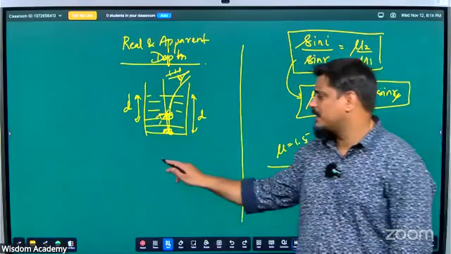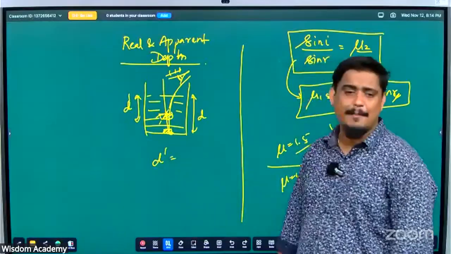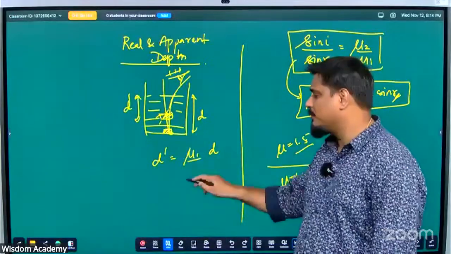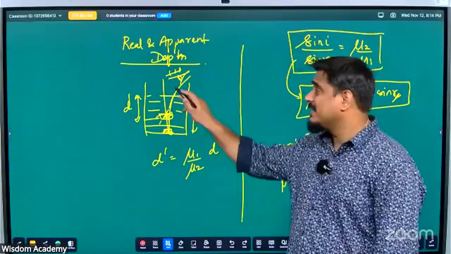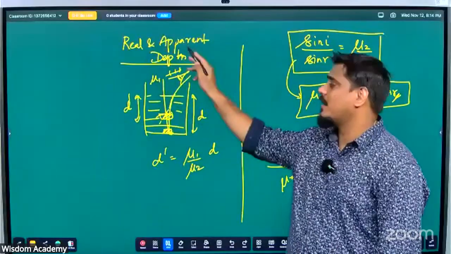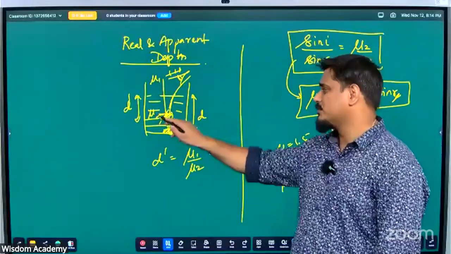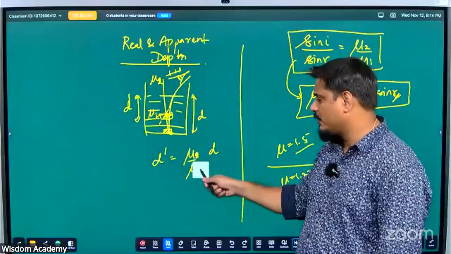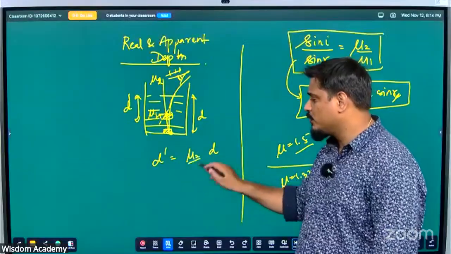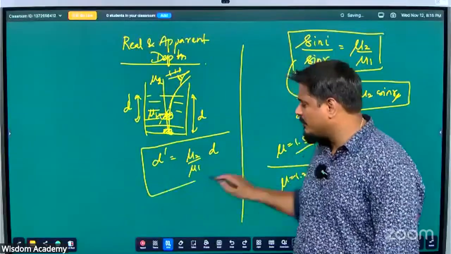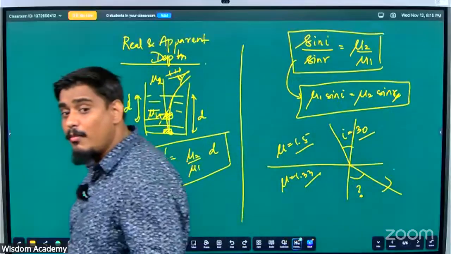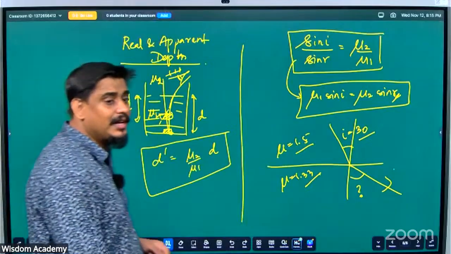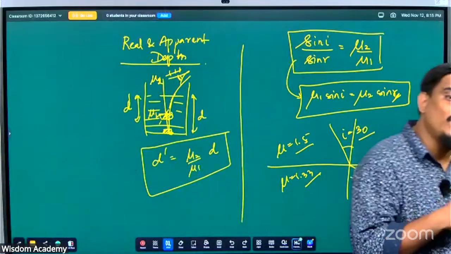So always remember that D dash, that is apparent depth, is equal to real depth into mu1 by mu2, where mu1 is the refractive index of the medium to where the light is going. Or if you are confusing, write mu1 this and mu2 this, then it will become mu2 by mu1. It's completely your wish what you want to write. If you write mu2 by mu1, then mu1 will become the refractive index of the medium from where the light is coming, and mu2 will become the refractive index of the medium to where the light is going.